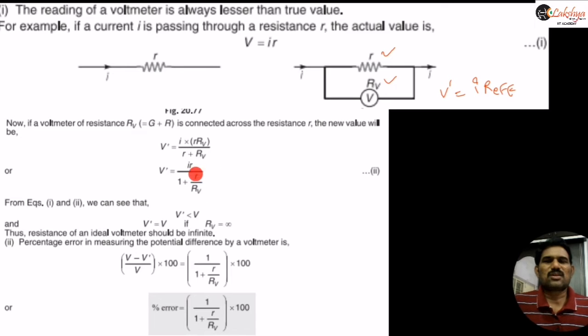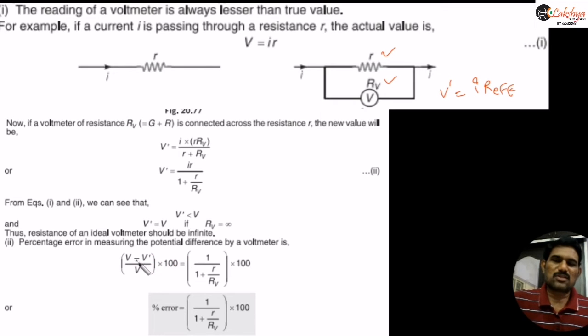V' is equal to IR by (1 + R/RV). From this expression you can conclude that the V' value will be less than V, and V' will be equal to V only when this RV value is infinite. Now again, percentage change means (V - V')/V × 100. So this will be our percentage change in the reading of the voltmeter.